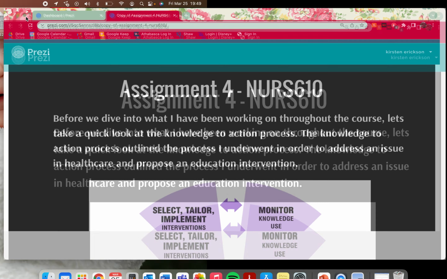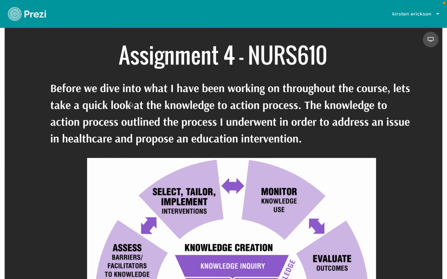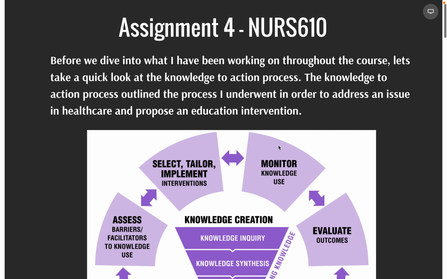Before we get into what I've been working on throughout the course, I wanted to take a quick look at the knowledge to action process. The knowledge to action process outlines the process I underwent in order to address an issue in healthcare and propose an education intervention.